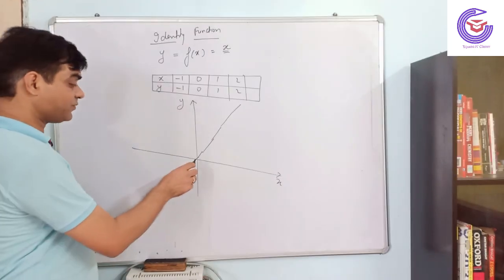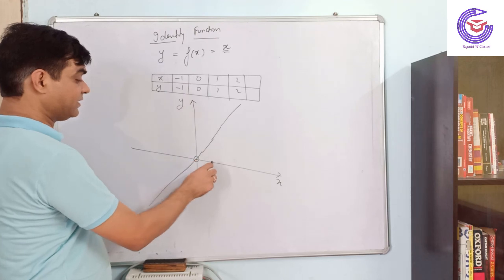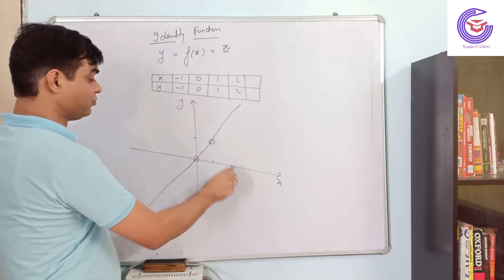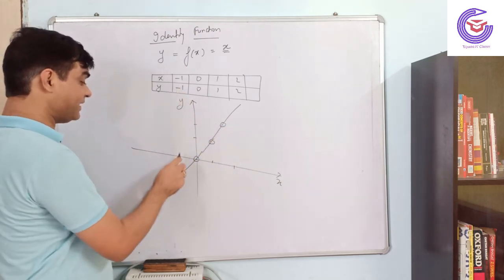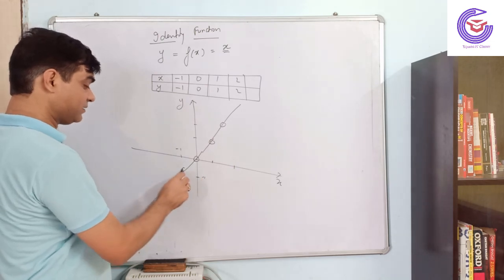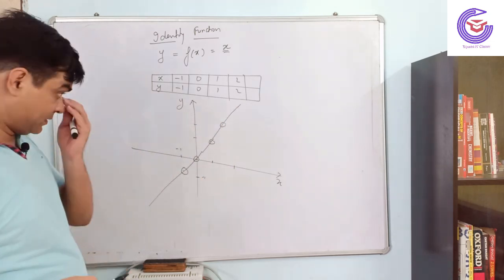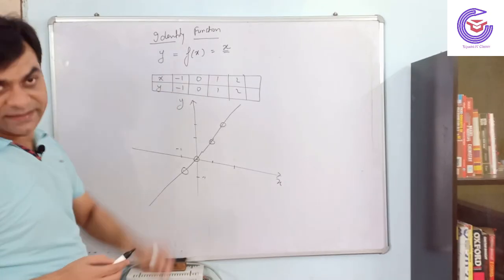Okay, for 0, we get 0, this is the (0, 0) point. For 1, you are getting 1. For 2, you are getting 2. For -1, you are getting -1. So this will be the graph of the identity function.